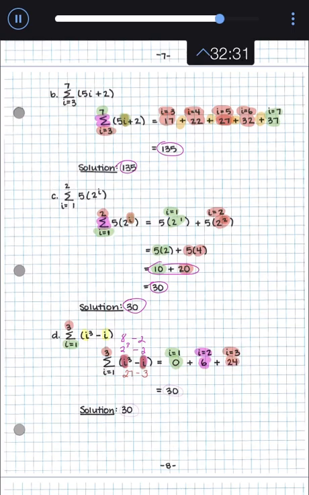Remember, we have to take those 3 entries from i equals 1, 2, and 3 and add them up. So the 0, 6, and 24 add up and give us 30, and that's our final answer for our series, or our summation here.